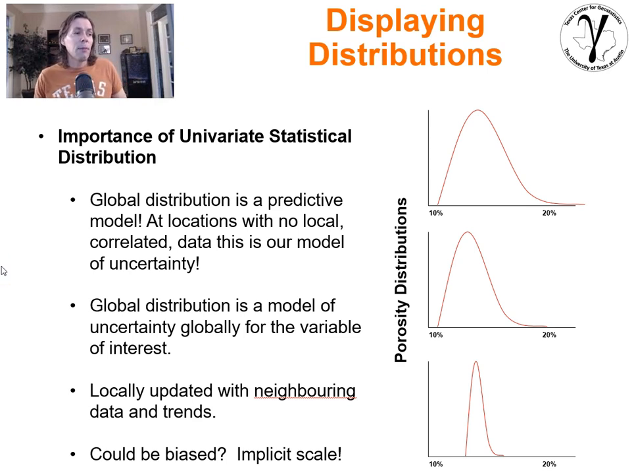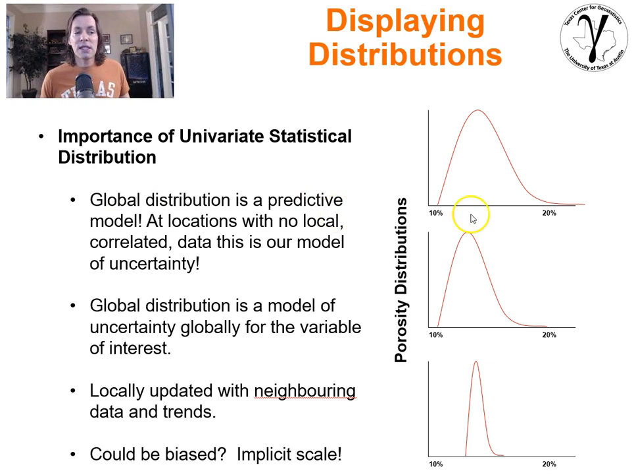So let's also think about what is the importance of a univariate statistical distribution. Why do we look at them? What is it telling us? So it tells us about the range, the relative frequencies. That's good. I like to also state that it is, in fact, a predictive model.